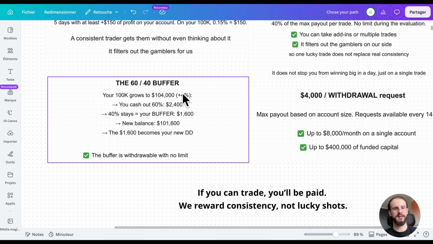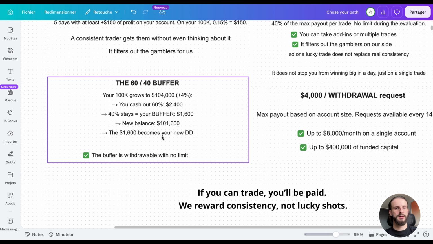First case, let's say your 100K account grows to $104,000, so plus 4%. And you request the full $4,000 of profit you just made. We pay you 60% of that, which is $2,400 straight to your pocket. Everything else stays on your account. So your new balance becomes $101,600. That's $1,600. It's now your buffer and your new drawdown.